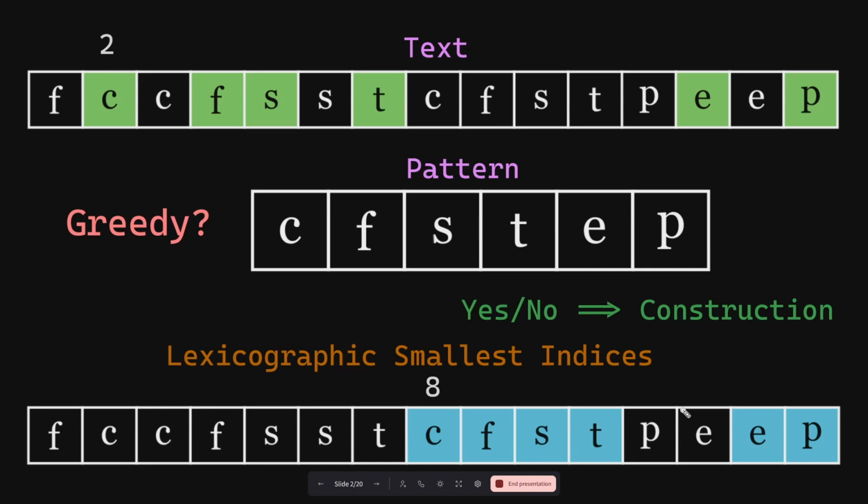However, if you list out all the possible such subsequences that match this pattern, you will notice that this algorithm always produces the lexicographically smallest sequence if the ordering is done on their indices. For example, this subsequence starts at index 8 and this subsequence starts at index 2. So naturally this is the lexicographically smallest such subsequence that is possible.